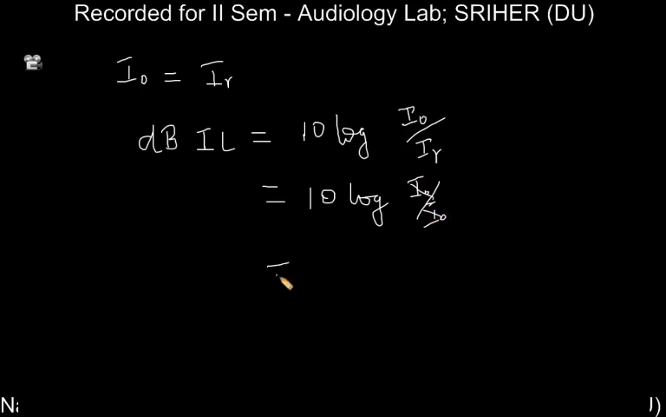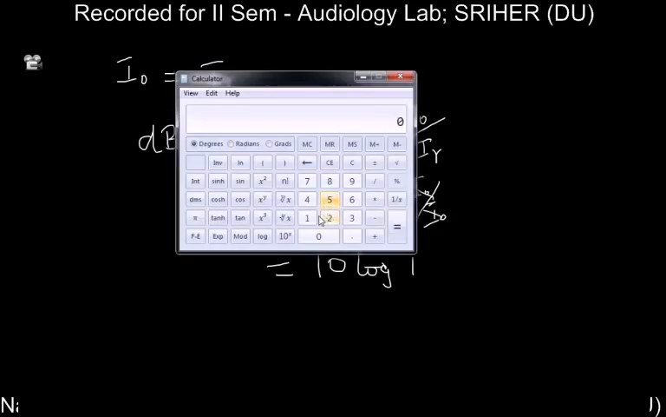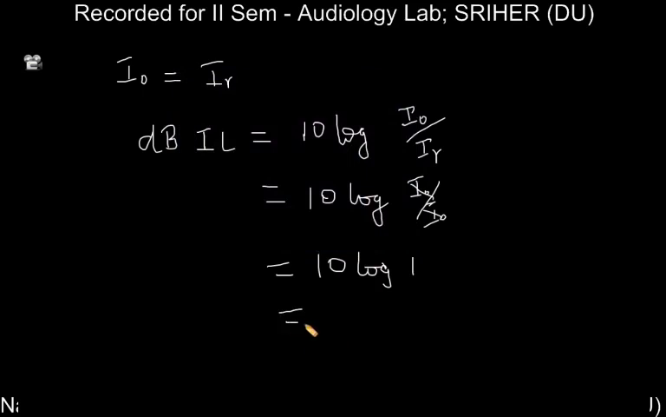We need to find the value of log 1. Log 10 value is 1. Now we have to see the value for log 1. So substituting the value of log 1, we get 0. Log of 1 is 0. So substituting this value in the above equation, it becomes 10 multiplied by 0, which is equal to 0 dBIL.